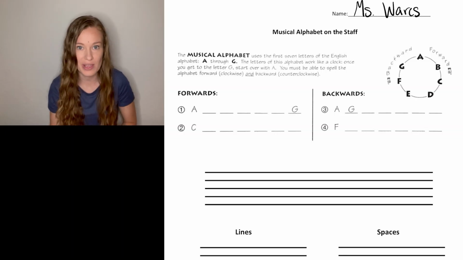Today we're going to be going over the musical alphabet on the staff. But first, let's review what the musical alphabet is. So take a look at our worksheet. Go ahead and write your name up at the top.